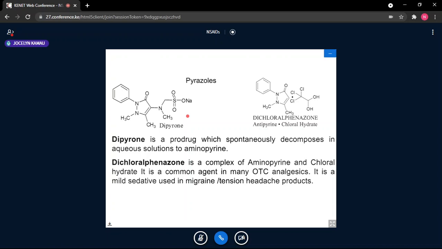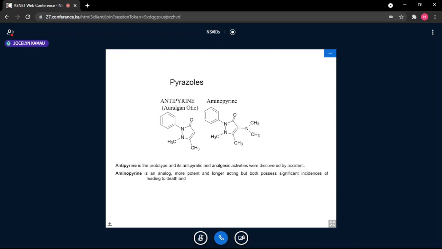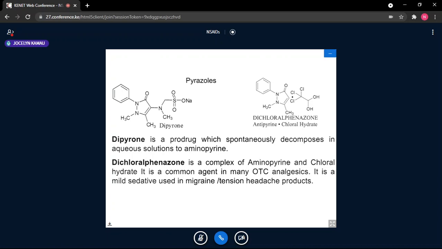The dipyrone is just a derivative of the aminopyrine. If you look, your aminopyrine has this nitrogen with CH3. One of these methyl groups is derivatized with the sulfonic acid, and once derivatized you can see CH2SO3H. So it's just derivatization of one of those to give us dipyrone.